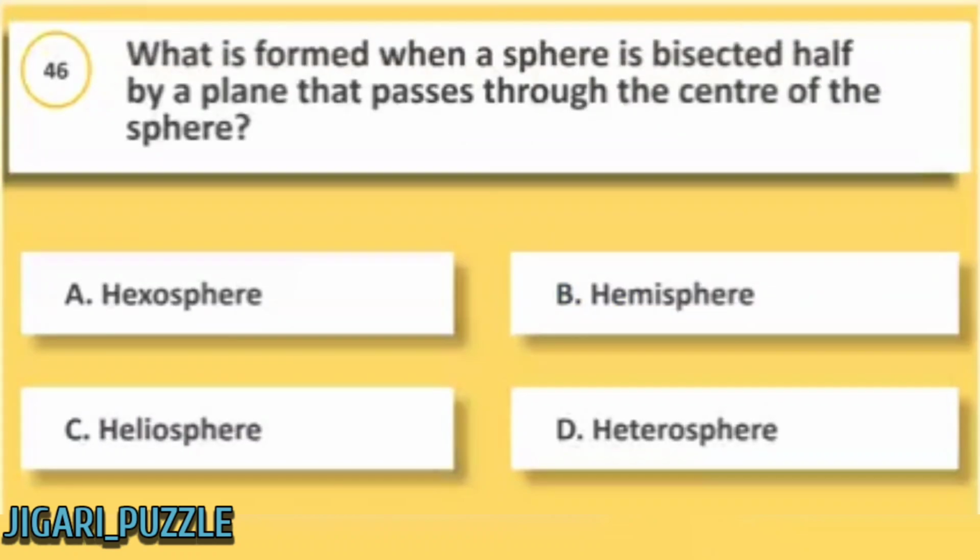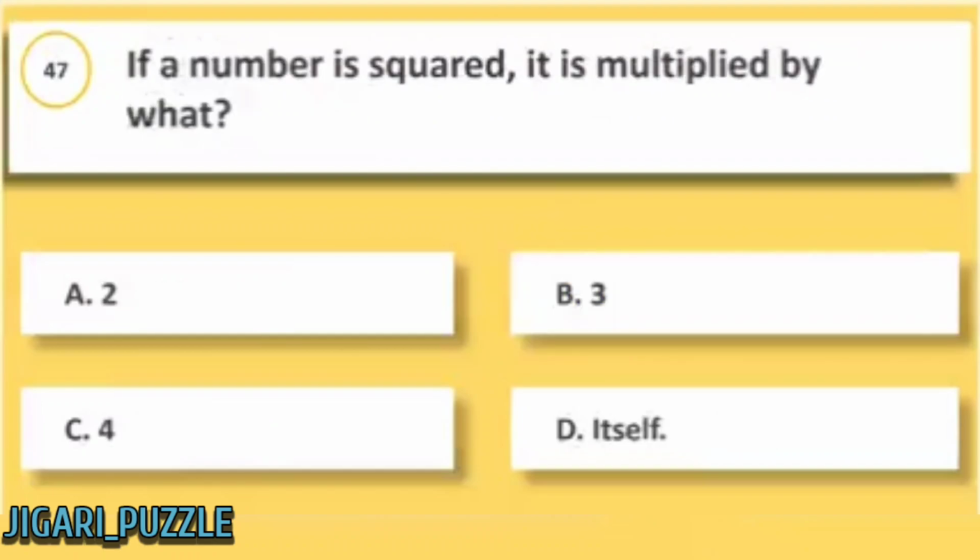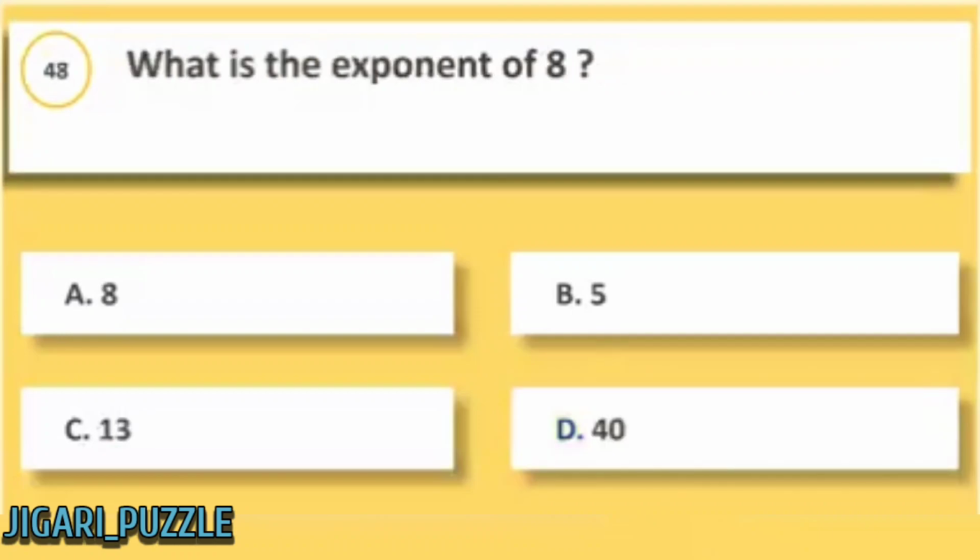What is formed when a sphere is bisected in half by a plane that passes through the center of the sphere? Hemisphere. If a number is squared, it is multiplied by what? Itself. What is the exponent of 8? 5.